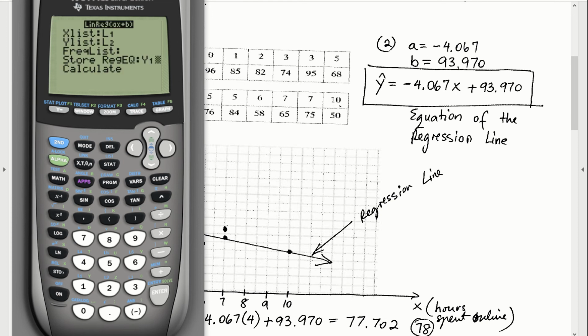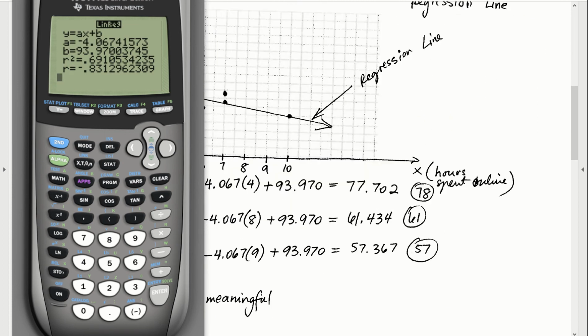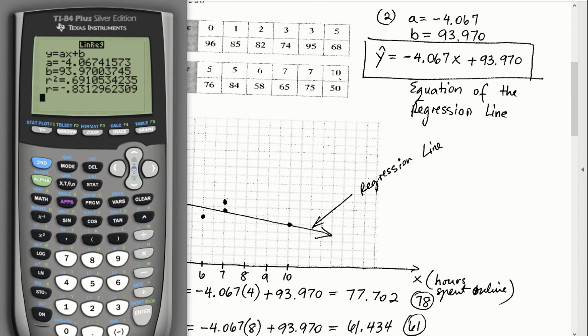So to store your regression equation, again, those steps were: hit vars, scroll to the right to yvars, the first option is function, and then go ahead and hit y1, and that will store the regression equation in y1. We go ahead and hit calculate, and here's what we get.